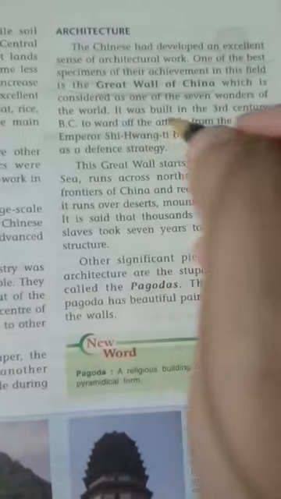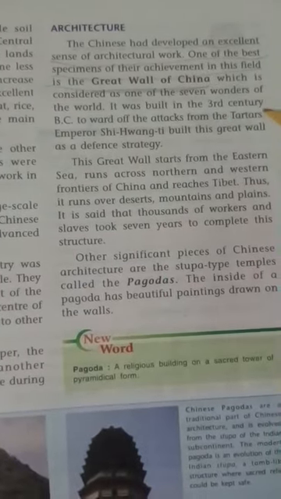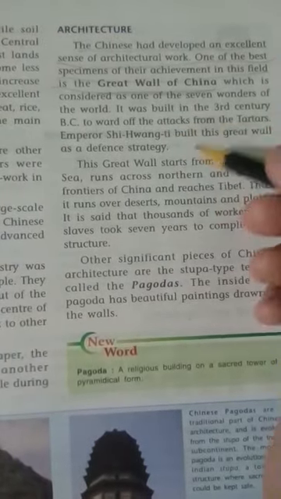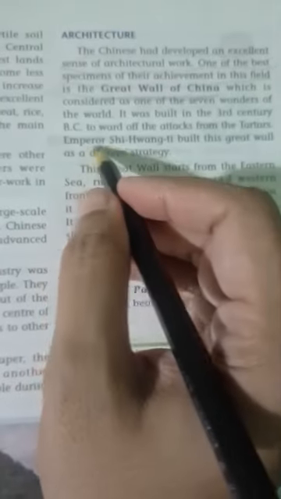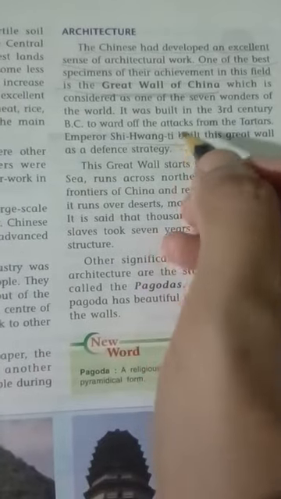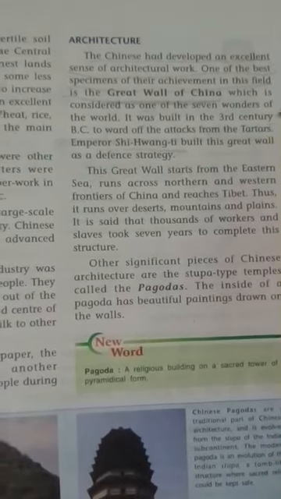So that is why, in order to keep away the attacks of the Tartars, this Great Wall of China was built, and it was built by Emperor Shi Huangdi. It was built for some kind of defense strategy. Defense strategy means to protect their country from these attacks.